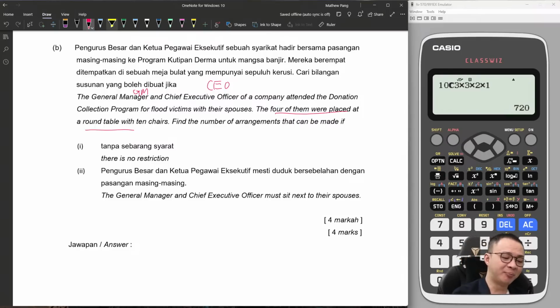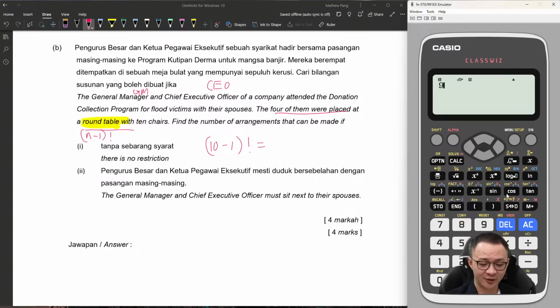So here the most important keyword is the round table, because we have a formula for a round table. The round table formula is n minus 1 factorial, isn't it? So right now you have 10 chairs. These 4 people can randomly sit on any of the 10 chairs. So this one is just 10 minus 1 factorial. So it should be 9 factorial, quite a big answer.